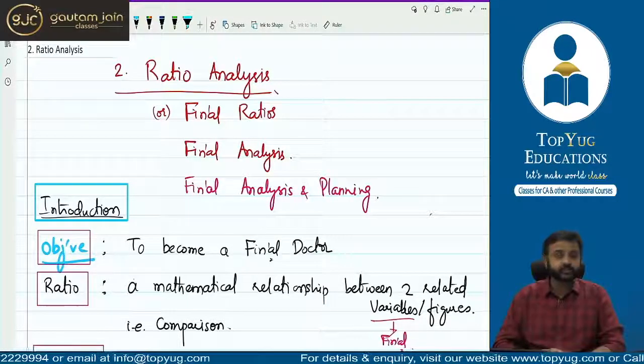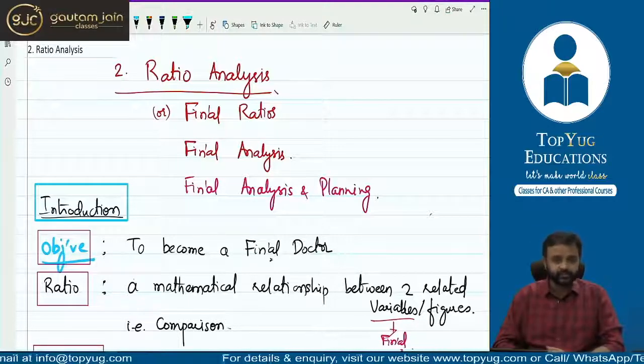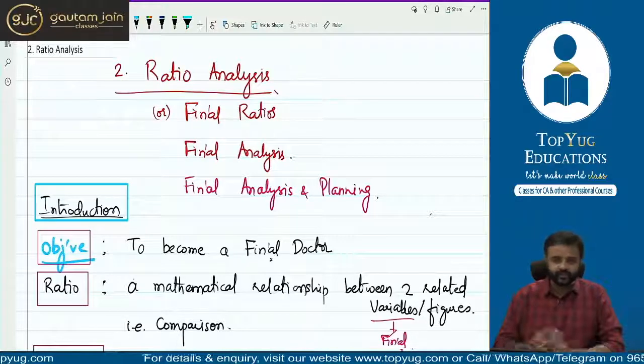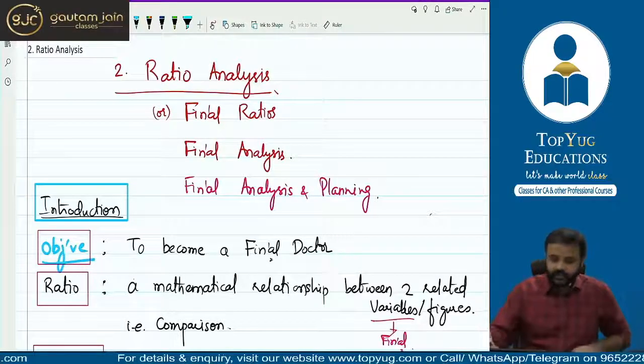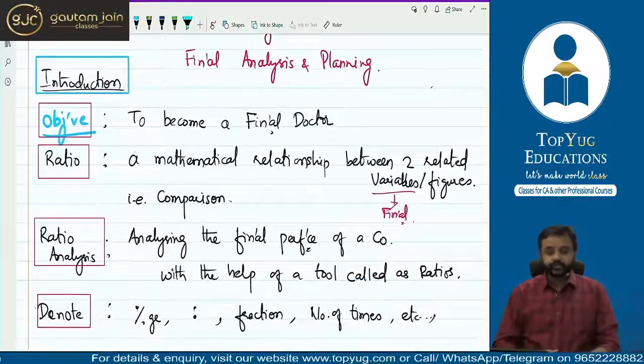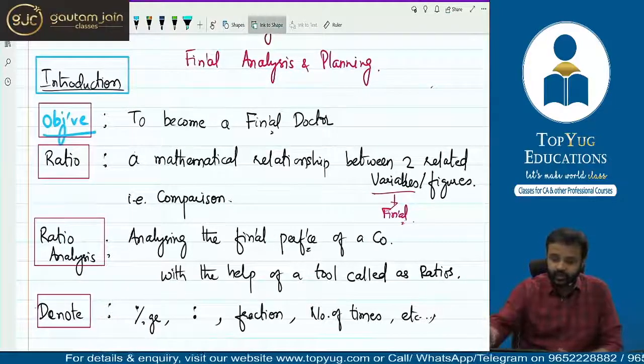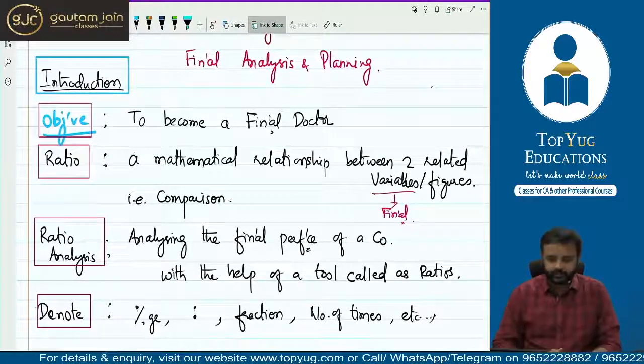Then we said it's also called financial analysis and planning. Reason being, not just we analyze after calculating the ratios. Okay, after calculating the ratios, it's not just we analyze, but also we do some planning. That means take some remedial action as well, correct? Then we have said the objective of this topic is to make you what? To make you a financial doctor, correct?